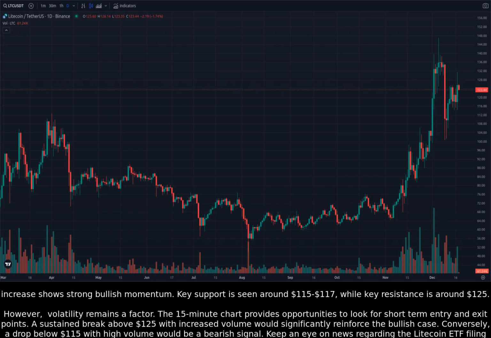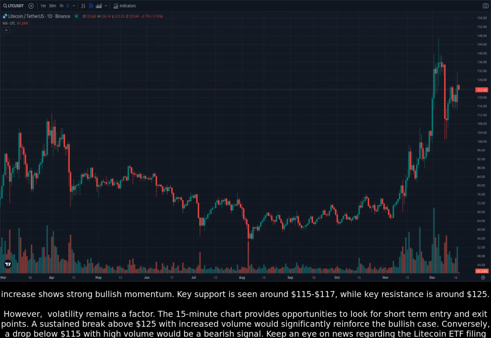In summary, the news and chart analysis both suggest a bullish outlook for Litecoin in the short term. The recent price increase shows strong bullish momentum. Key support is seen around $115 to $117, while key resistance is around $125. However, volatility remains a factor. The 15-minute chart provides opportunities to look for short-term entry and exit points.